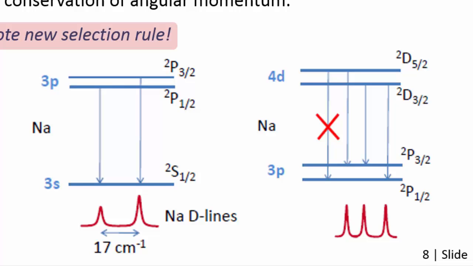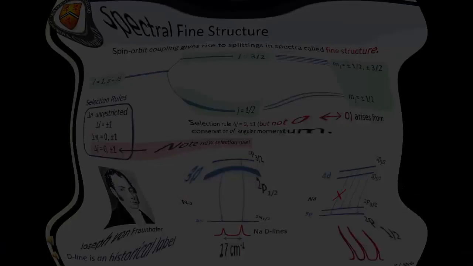In comparison, the second line in the diffuse series exhibits a spin-orbit interaction in both the 4d and 3p states. Although we might expect the 4d to 3p transition to split into 4 lines, only 3 lines are observed owing to the delta J selection rule.